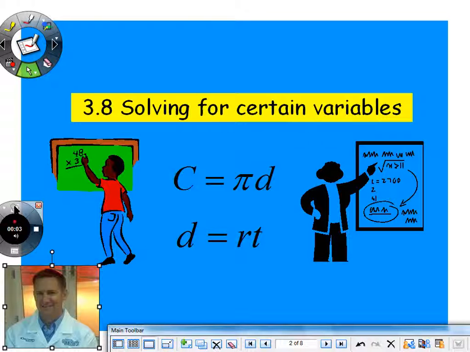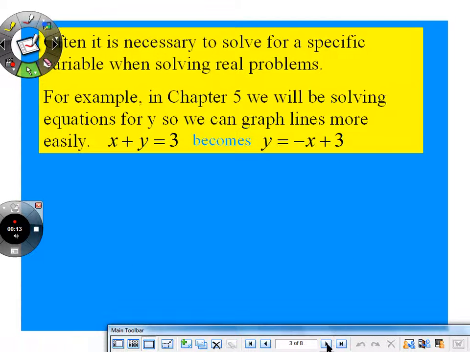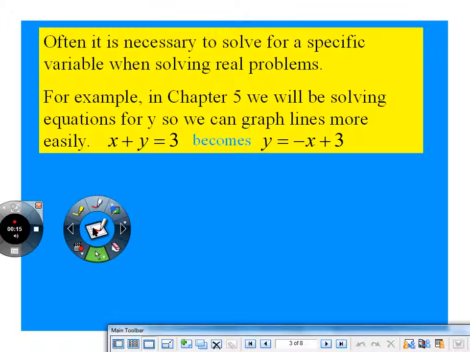Alright, so this is 3.8, solving for certain variables. This is definitely a good skill we're going to need. So let's get rolling. I'll just have a few examples to show you. This is an important skill to be able to solve for a particular variable.